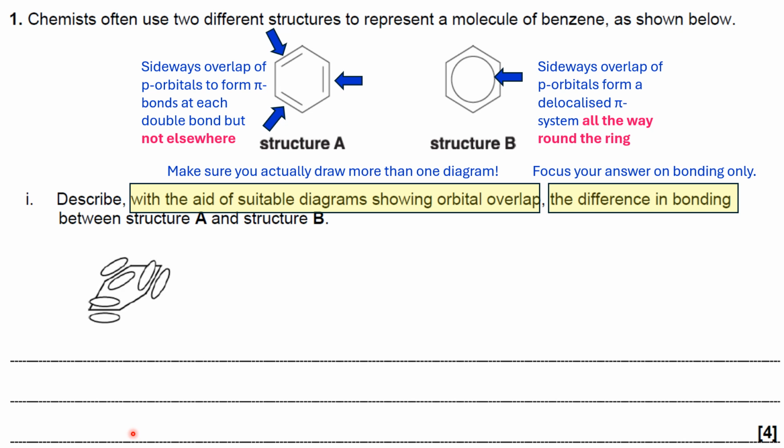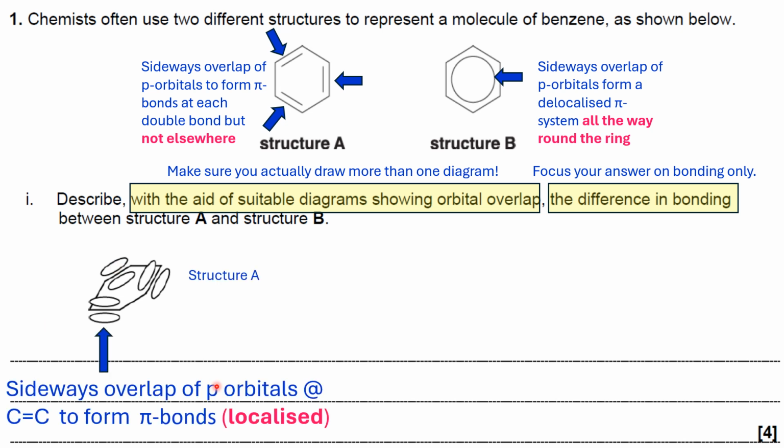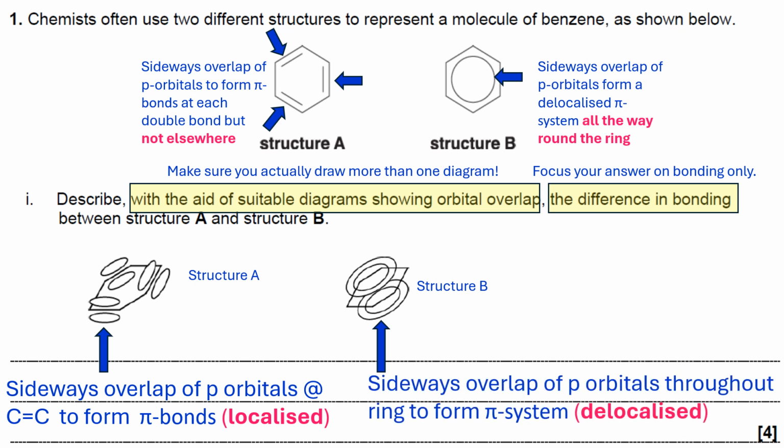So for structure A, what you need to do is position your pi bonds above and below the plane of the molecule at alternating positions around the ring. And the labeling that you'd need to use would be something like this. You need to say that the pi bonds are localized. Whereas for structure B, you'd draw the ring above and below, representing the delocalized pi system, and then put that into your answer. So the idea of localized versus delocalized is important here.